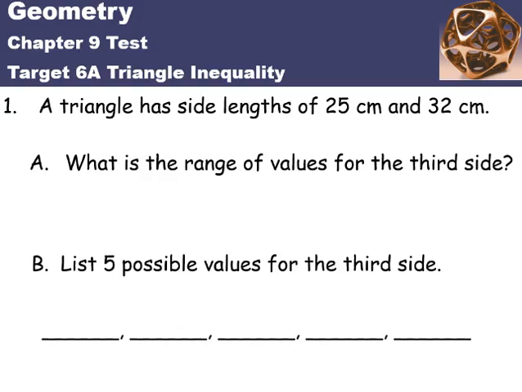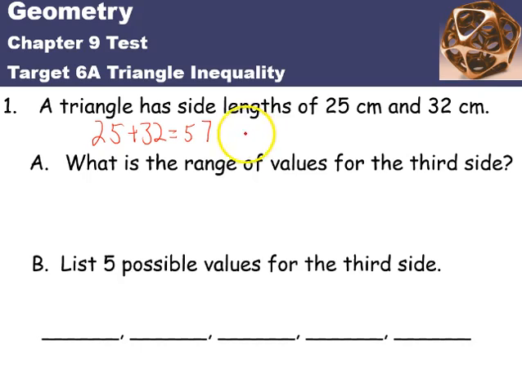Okay, here's the Target 6A retake. It's on the triangle inequality. The triangle inequality says that the largest side of a triangle has to be smaller than the two smaller sides added together. So to find the possible range of values, we add the two sides together. That gives us 25 and 32, and that's 57.